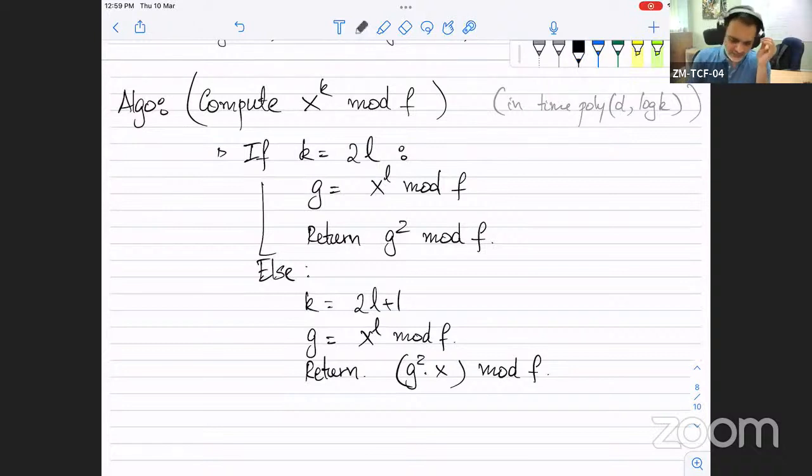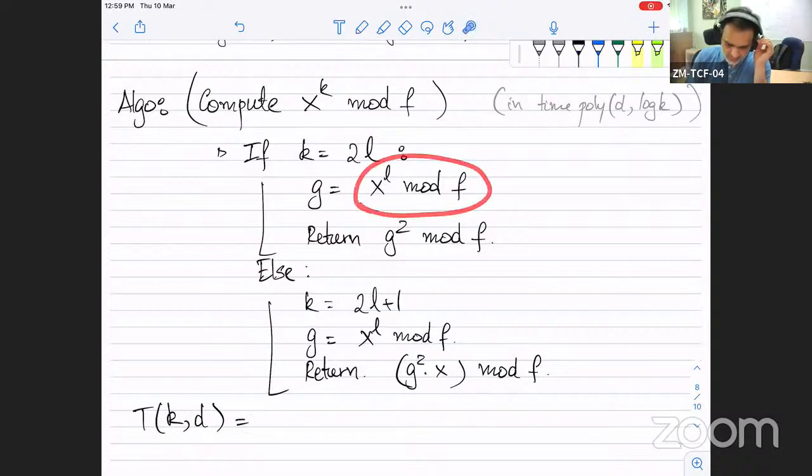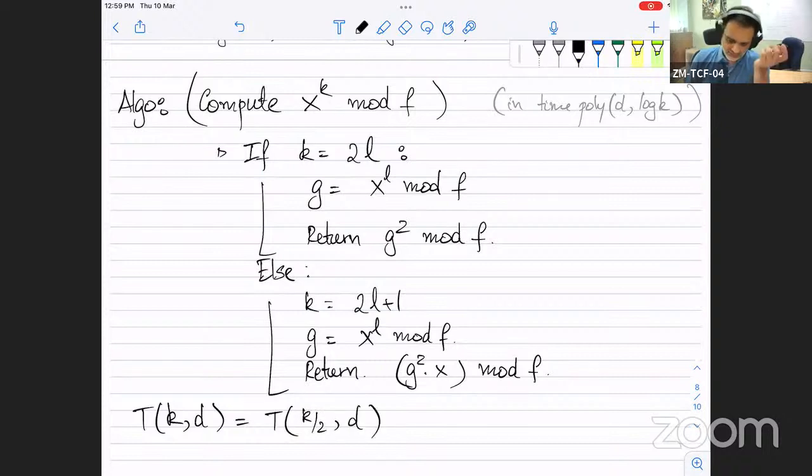Okay, so what's the running time of this algorithm? If T(k, d) is the time taken to compute this, it basically requires one call of this recursive algorithm. Whether you go into this branch or this branch, it's still one call of T with roughly k by 2. Eventually you get that this is going to be poly in log k, d.